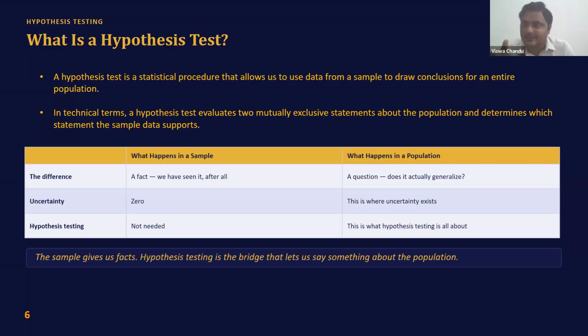No matter how trivial the difference is, it is only 0.01, but there is a difference. You do not need a statistical test for that. But when you want to generalize to the population, when you want to generalize that there exists a difference between the two populations from which these two samples were drawn, there you need a hypothesis test. Very likely, this difference of 0.01 cannot be true in a population. So that is the basic understanding about hypothesis testing. The sample is giving us facts. Hypothesis testing is the bridge that lets us say something about the population. I think we are all very clear on this.